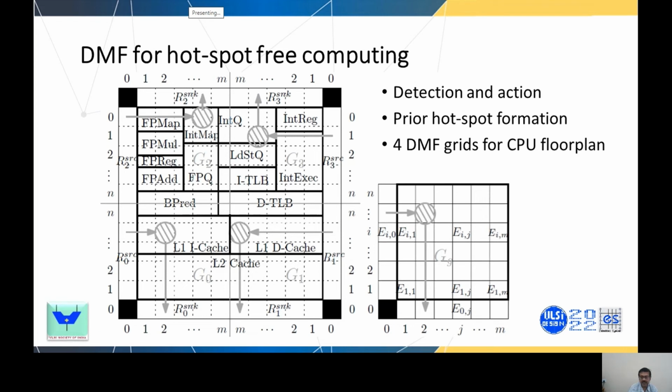So this helps in prior detection of the hotspot formation, so that action can be taken, and we can prevent the hotspot before it is formed.